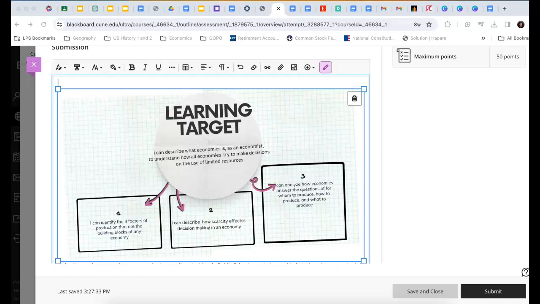So my learning target is for my economics class. And the learning target that I picked and that I'm going to break down here is: I can describe what economics is, as an economist, to understand how all economies try to make decisions on the use of limited resources.